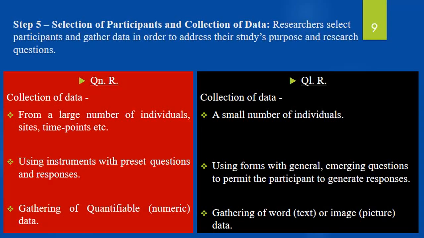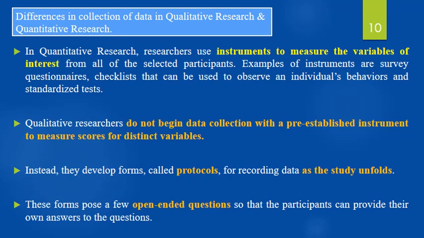Qualitative researchers do not begin data collection with a pre-established instrument to measure scores for distinct variables, as is normally done in quantitative research. Instead, qualitative researchers gather text or image data. They develop forms called protocols for recording data as the study unfolds. These forms pose a few open-ended questions so that the participants can provide their own answers to the questions. Often, questions on these forms will change and emerge during data collection as the researchers learn from participants.